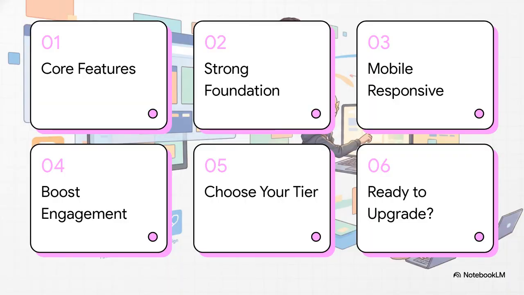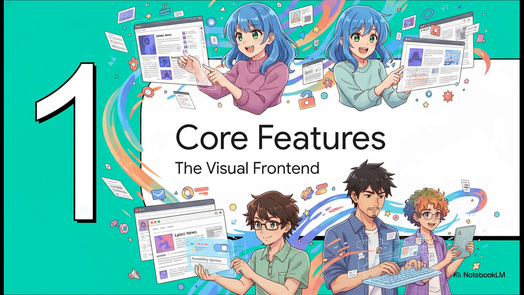Okay, here's our quick roadmap for today. Number 1, exploring the core features. 2, building a strong foundation. 3, mobile responsive design. 4, boosting engagement and monetization. 5, choosing the right tier. And 6, the free download. Let's get moving. Section 1.